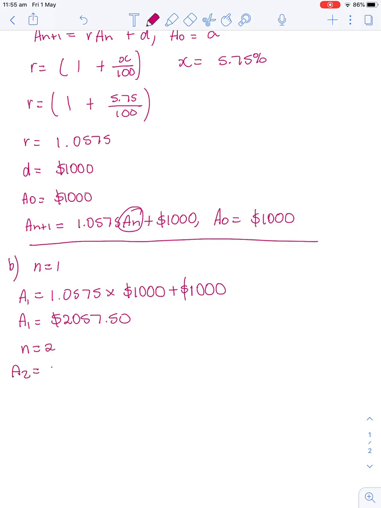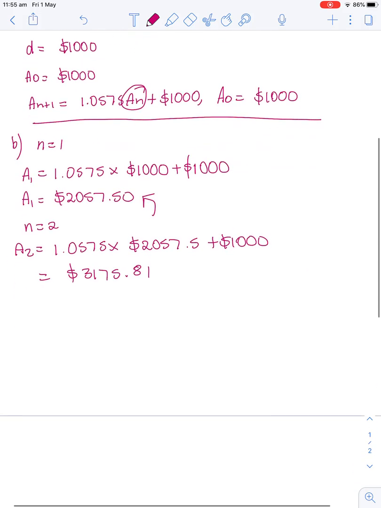We're going to do the same thing again, but we're going to do n equals 2. The same thing still applies. We use 1.0575, multiply that by a_n. a_n is our previous value, 2,057.5, and then plus the 1,000. Our second amount is 3,175.81.